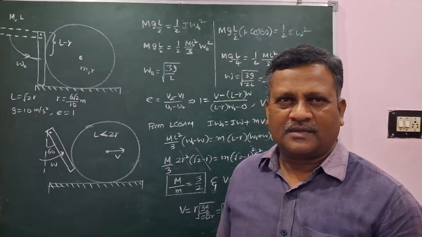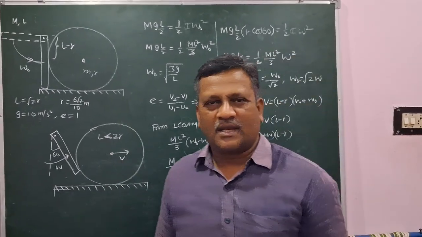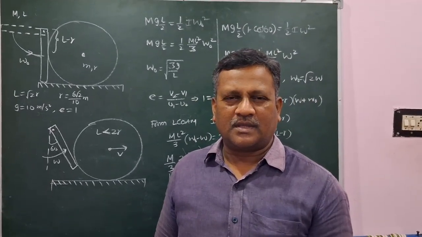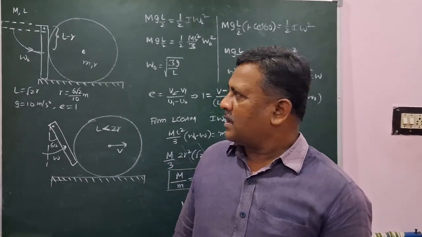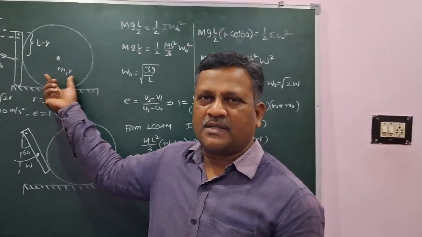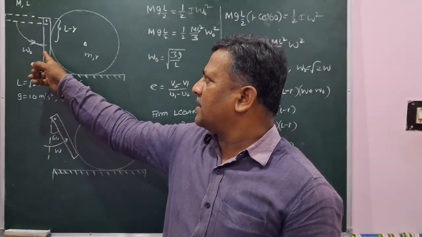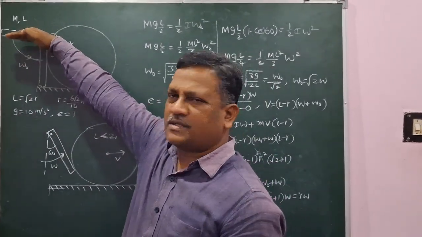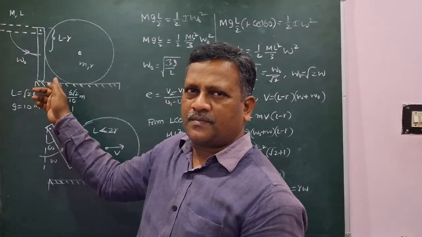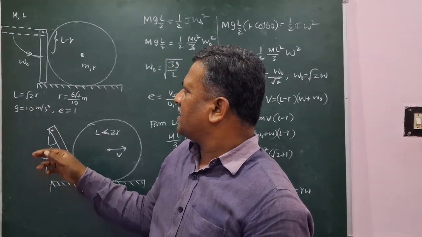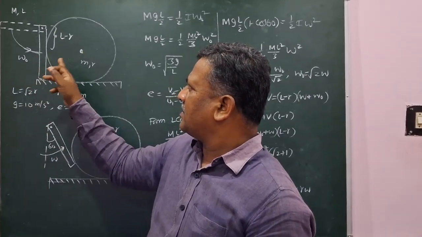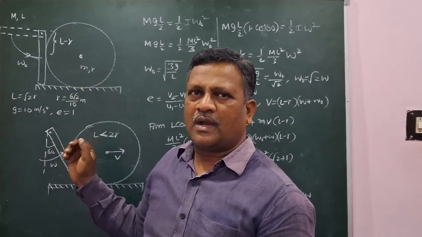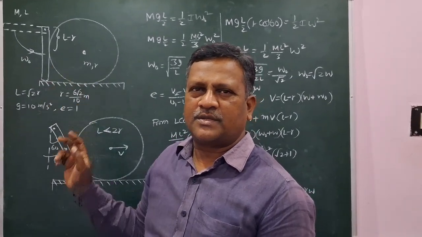Welcome back. It's a good problem based on the law of conservation of angular momentum and on mechanical energy. Here is a sphere of mass small m and radius r, and a metal bar or rod of mass capital M and length L, initially in a horizontal position. On releasing it, the rod hits the metal sphere. Immediately after collision, find the velocity of the metal sphere and the M by m ratio.